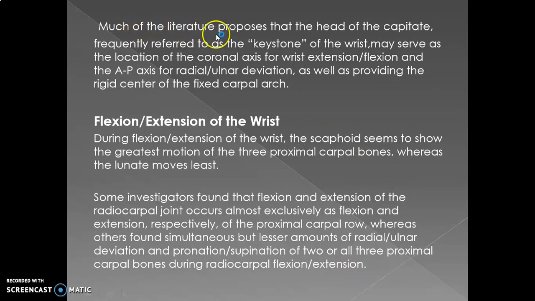Much of the literature proposes the head of the capitate, frequently referred to as the keystone. Now I told you that in the proximal carpal row we need stabilization, right? If there is no stabilization, what will happen? It will collapse. The wrist joint will go dislocated. This happens for some people in injury. It will get dislocated. That means after that, the person will not have a good wrist joint. He or she cannot do activity properly. There will be pain.